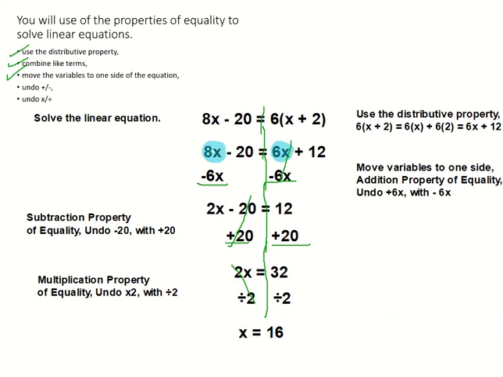And again, I'm not going to do a check here, but if you wanted to check your solution, you would take that 16 and you would plug it in for both of those x's up on the top and see if the left-hand side is equal to the right-hand side.